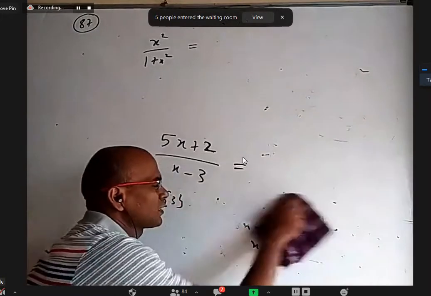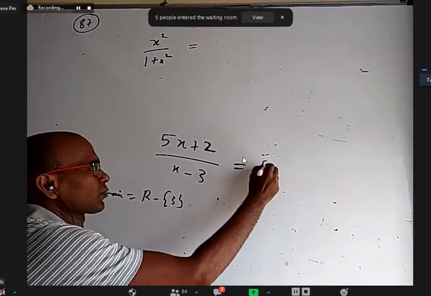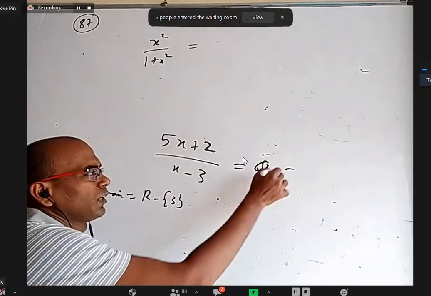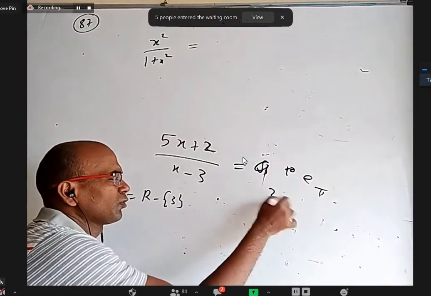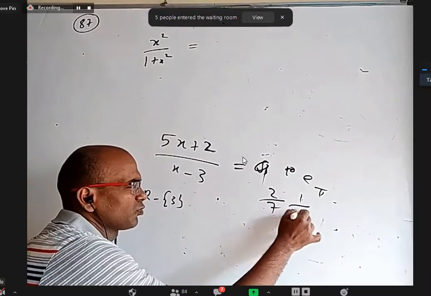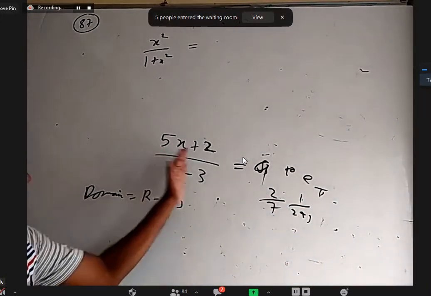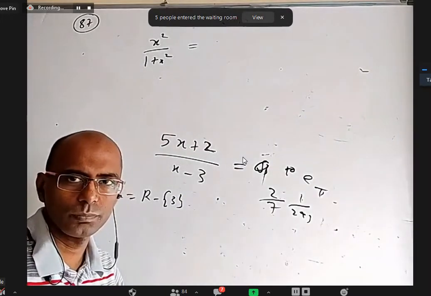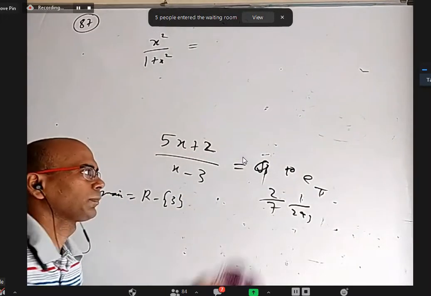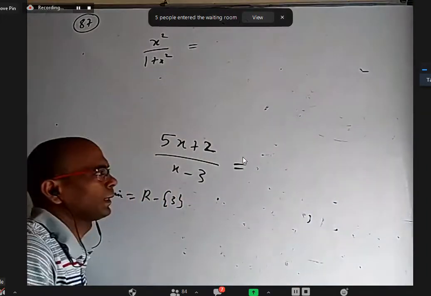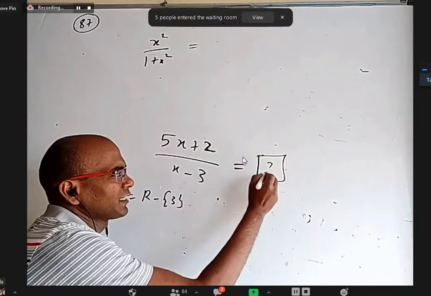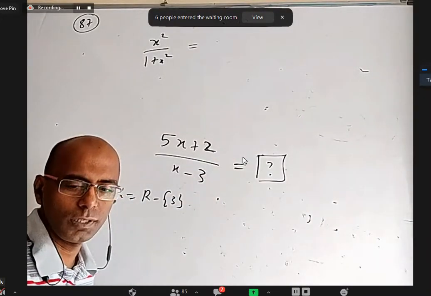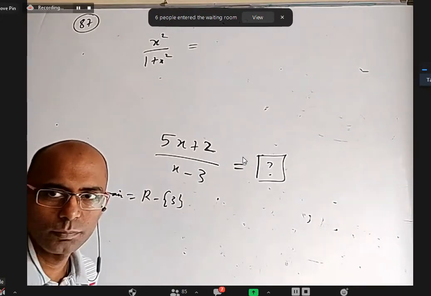So why only 7 by 3? You take root 3. I'm sure if you do cross multiplication, you'll get an x value. You take 9, you'll get some x value. You take 100, you take e, pi, 2 by 7, 1 by 243. I'm sure you take y equal to whatever number, okay? When you do cross multiplication, you'll get some x value. But there is one number, if I write here, when I do cross multiplication and try to solve, I'll not get any x value. Anybody want to tell what is that?